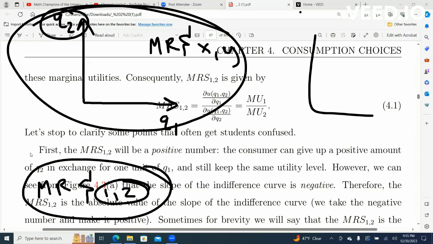Obviously, you can flip it, and then it's not like it changes. It's just then we're obligated to say MRS 2 comma 1. It's a technicality where it is a convention that we have to obey. So 1 comma 2 does refer to quantity 2 as a function of quantity 1.